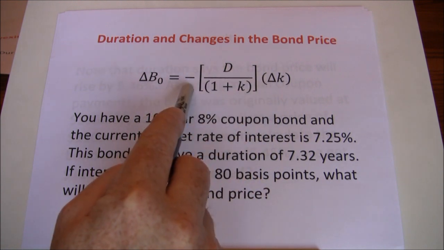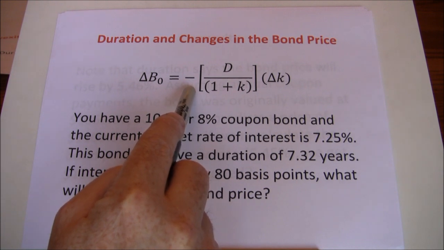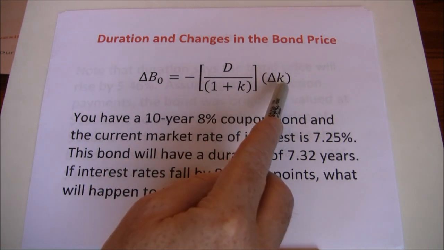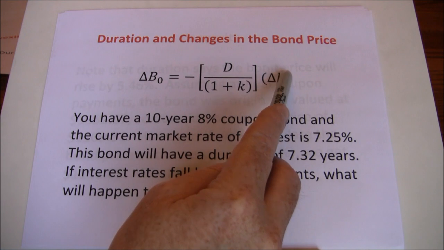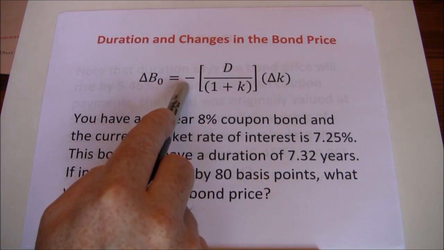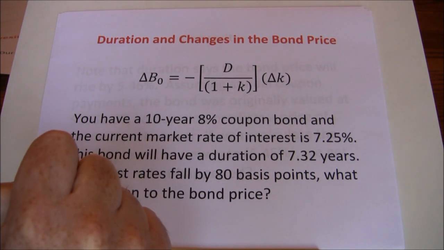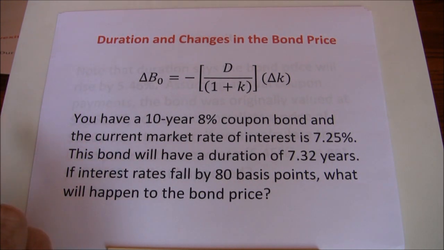Now, note this negative sign up here. That's to capture the inverse relationship between market rates of interest and bond prices. If interest rates go up, bond prices should come down. So this negative is going to flip around the interest rate change to get us back to the bond price change. So let's go through an example.